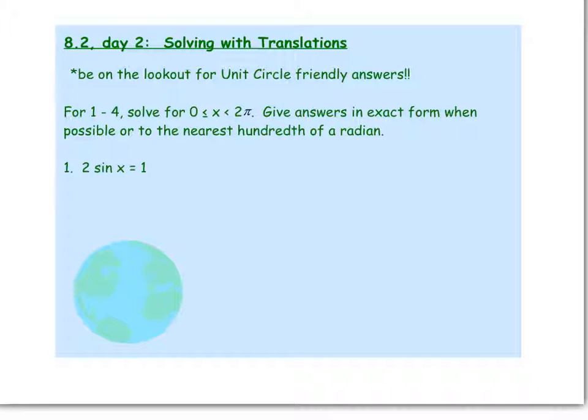Well, welcome to 8-2, day 2. We're going to start to solve some trig equations that are a little bit more complicated. Okay, we're going to do 4 in this lesson.